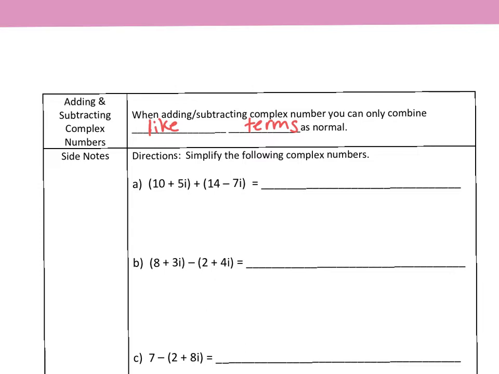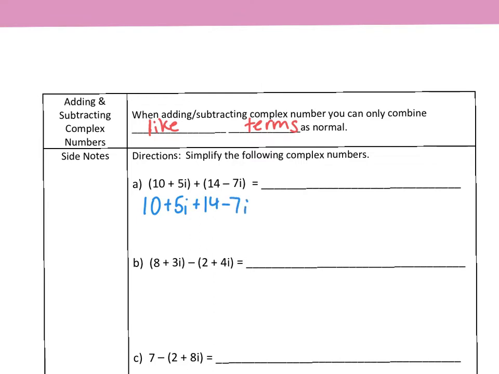So looking at letter A, this is super similar to what we did in our warm-up, right? What operation do we have going on? Addition, okay? So even though there's parentheses, we still have an addition sign between them, which just means we're adding, right? So I can technically drop those parentheses if I want to. 10 plus 5i plus 14 minus 7i.